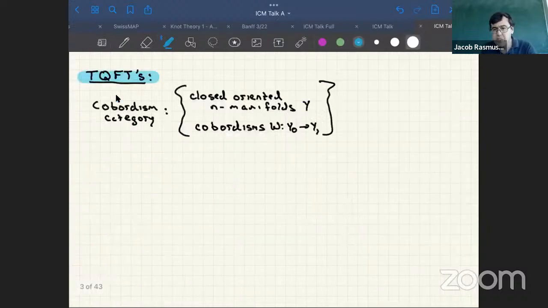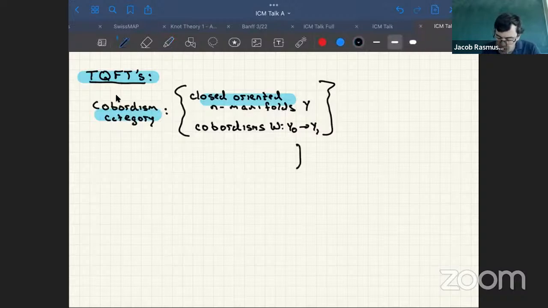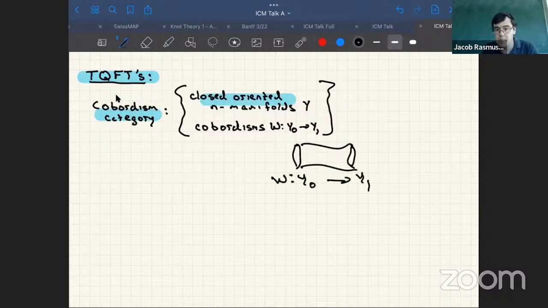So I'd like to talk about Floer homology for three manifolds. And to explain what that is, let me first introduce the notion of a TQFT. So what's a TQFT? Well, we'll consider what's called the n+1 dimensional cobordism category, where the objects are closed oriented n-manifolds, and morphisms are given by cobordisms. So what does a cobordism look like? Looks kind of like an n+1 dimensional manifold with two kinds of boundary components. Say y0 on this side and y1 on this side.